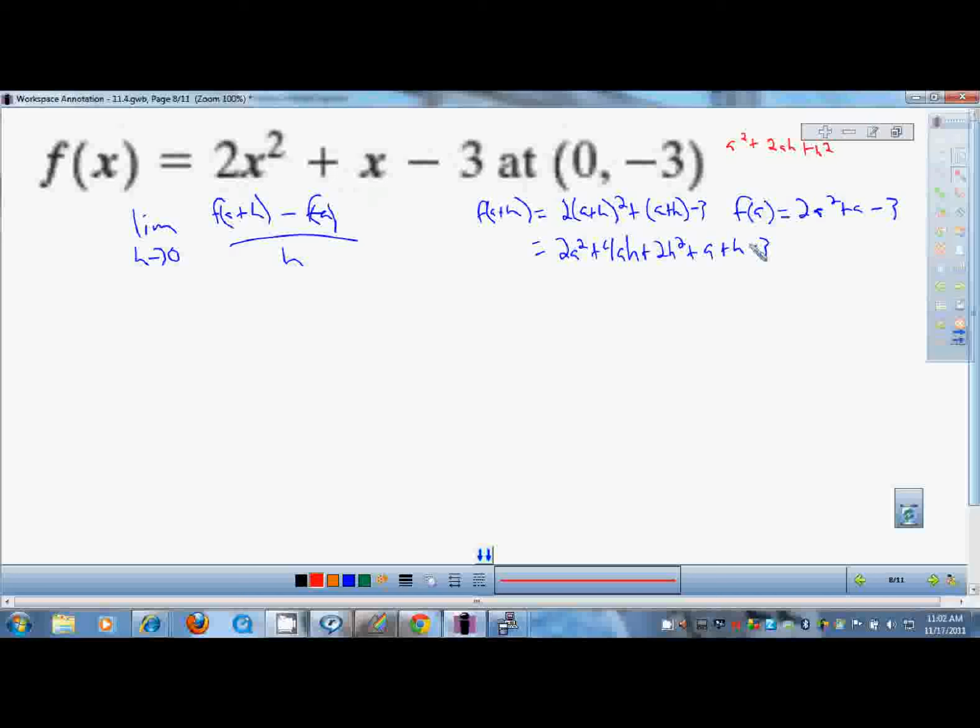This part is just this. It's just carried down, so let's get rid of it. All of this is just this. I FOILed a plus h, and then I multiplied by 2. So I multiplied this by 2.